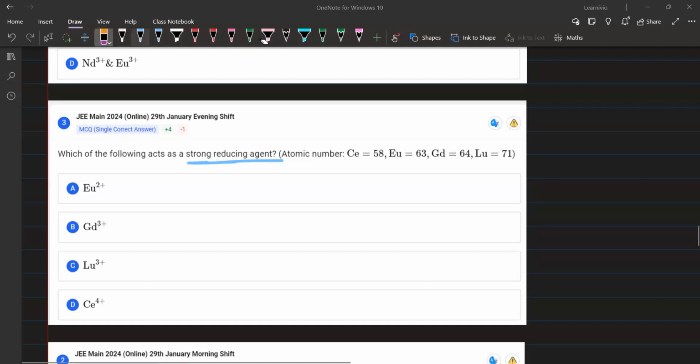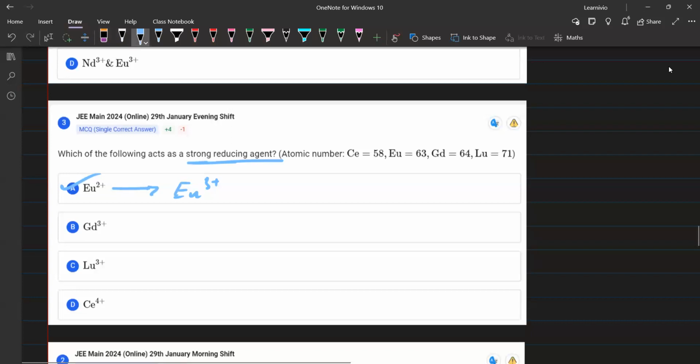Yes, correct. Clear, guys. Look here, all of these are in a higher oxidation state. Only Eu2+ is in a lower oxidation state. So Eu2+ can easily go to Eu3+, that is the general oxidation state. So this will be the correct option. Okay, Eu2+.